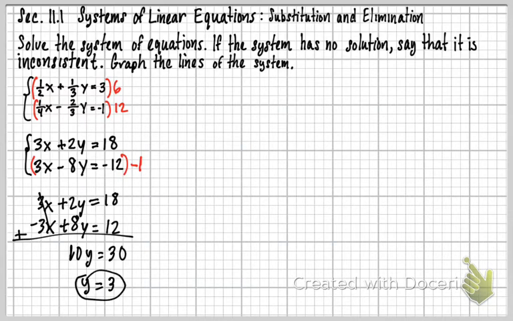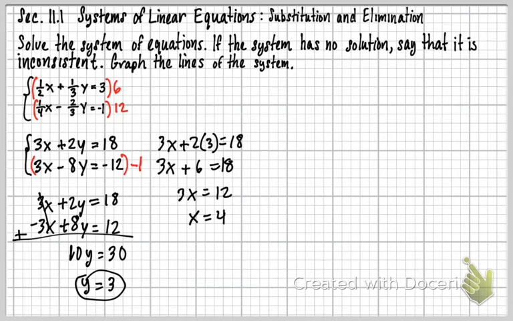So again, we have to find the x as well. So which one do we sub it into? I'm going to use one of these new ones we created here, and I'm going to put it in the top one. So 3x plus 2, and then I put the 3 in for y, equals 18. So that's going to be 3x plus 6 equals 18. And then subtract 6, so 3x equals 12. And then divide by 3, so x equals 4.